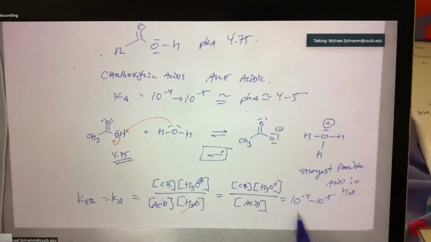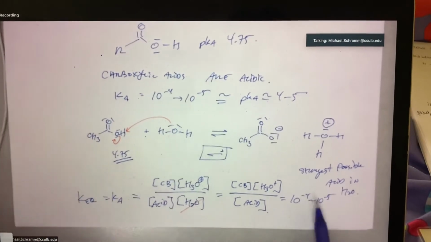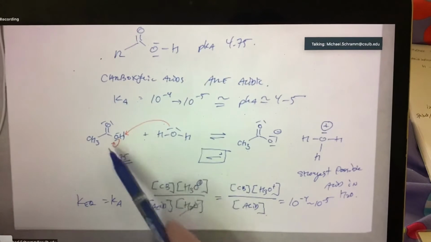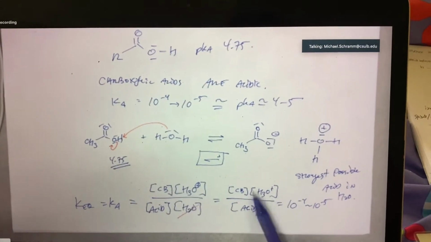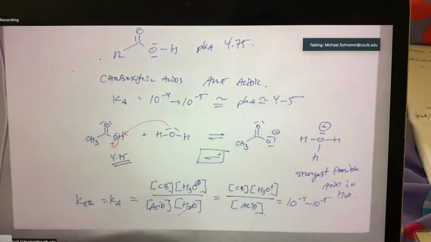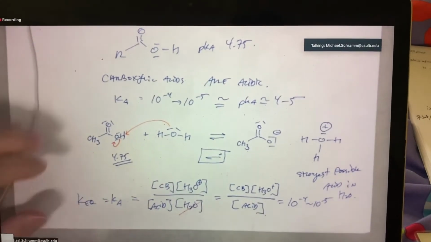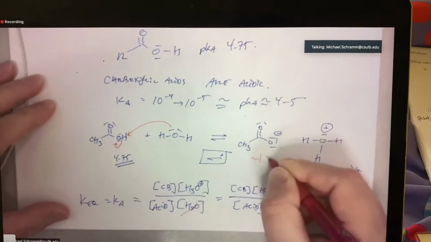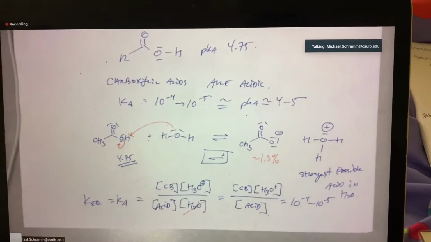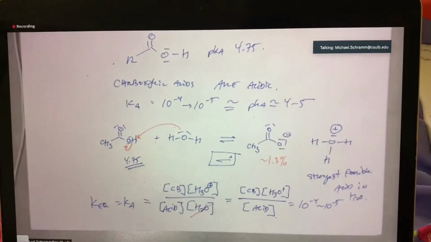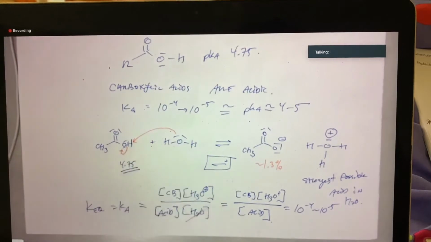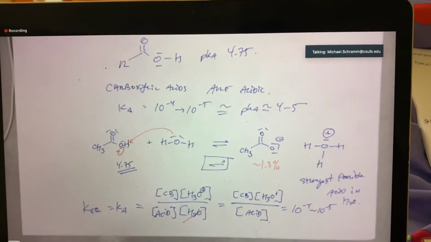This very, very small number tells us that at equilibrium, we have mostly these things. This number here is less than 1. That means the concentration of the acid is much higher than the conjugate base or hydronium ion. In reality, at equilibrium, there's about 1.3% of this ionized acetate. So the reaction really is favoring, at 98.7%, these starting reagents. So these are weak acids.